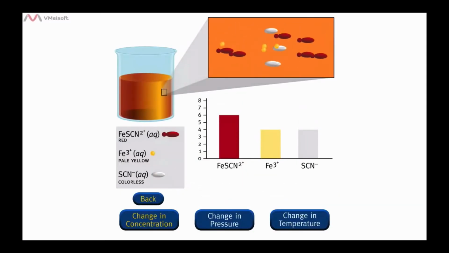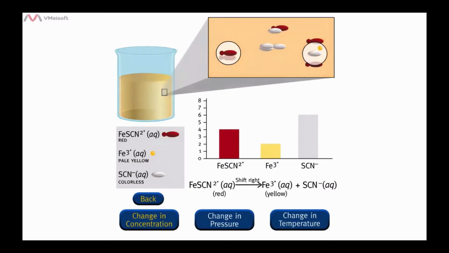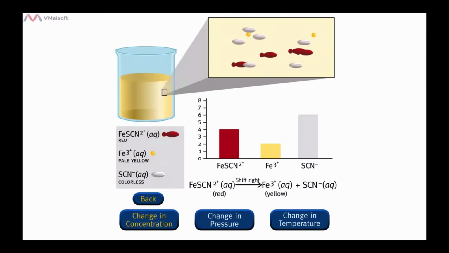Free iron 3+ ions are removed from the solution. The system shifts from left to right to replace some of the iron 3+ ions. As the system shifts to the right, the concentration of iron thiocyanate ions, FeSCN2+, decreases. The red solution turns yellow due to the decrease in concentration of the red iron thiocyanate, FeSCN2+ ions, and the formation of the yellow iron 3+ ions.